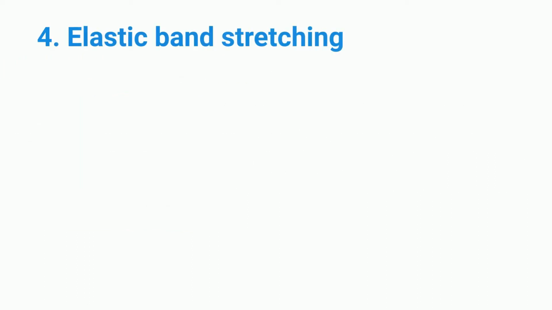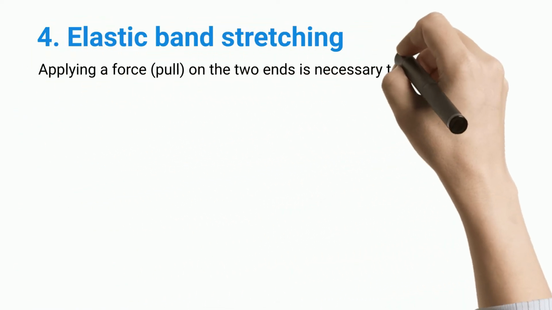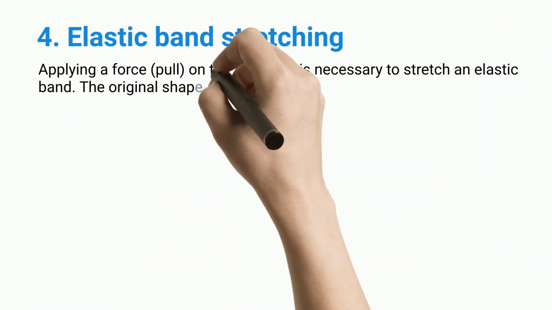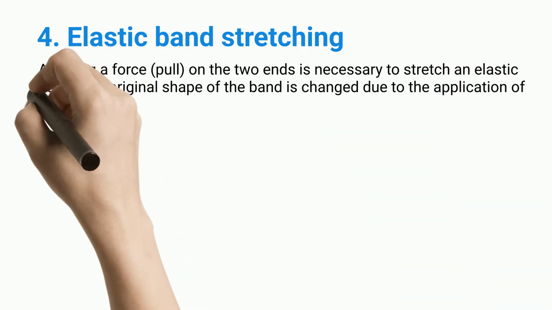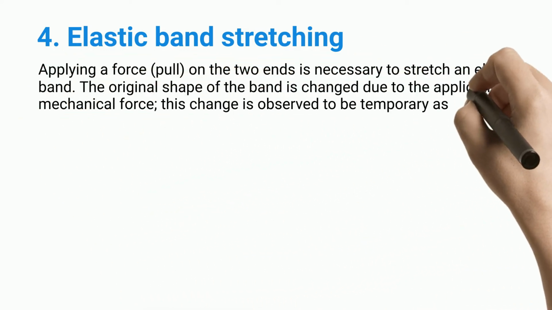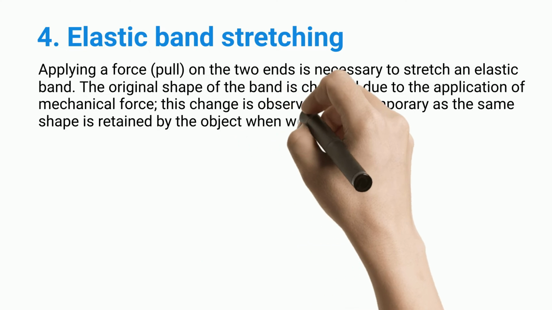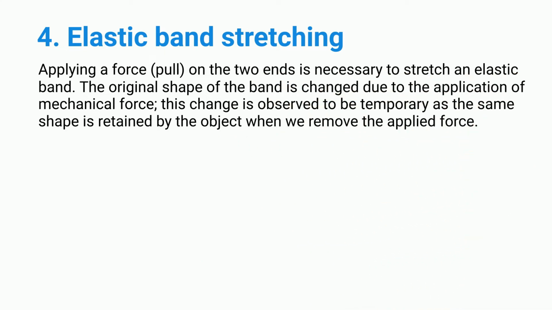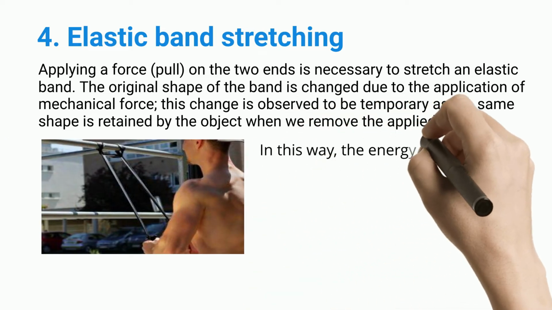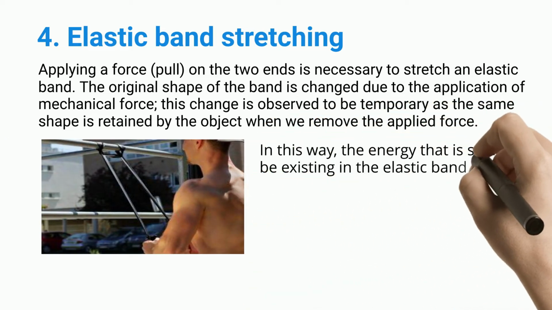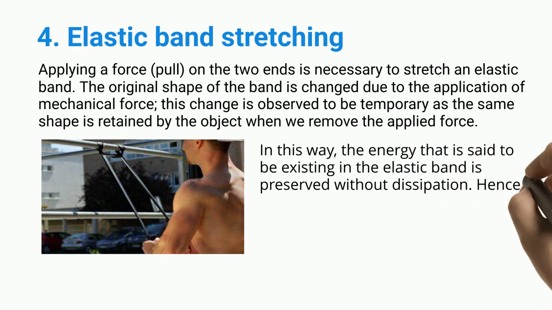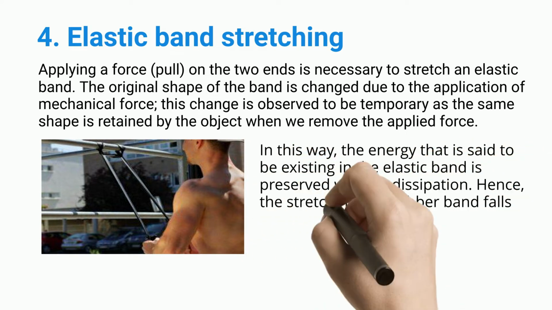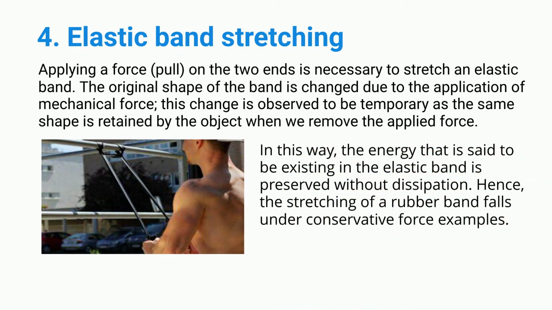4. Elastic band stretching. Applying a force, a pull, on the two ends is necessary to stretch an elastic band. The original shape of the band is changed due to the application of mechanical force. This change is observed to be temporary, as the same shape is retained by the object when we remove the applied force. In this way, the energy existing in the elastic band is preserved without dissipation. Hence, the stretching of a rubber band falls under conservative force examples.